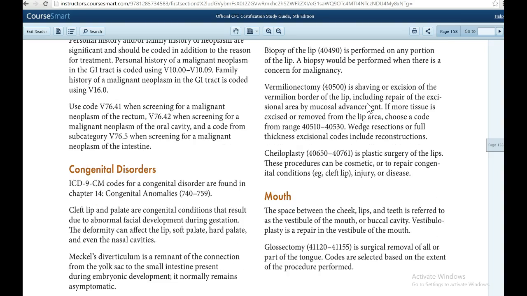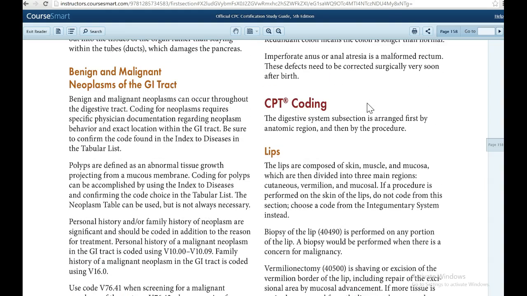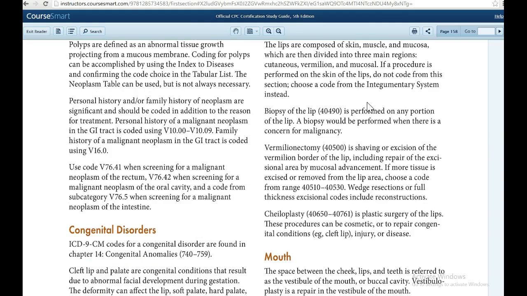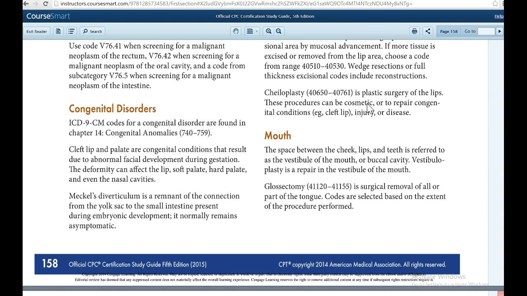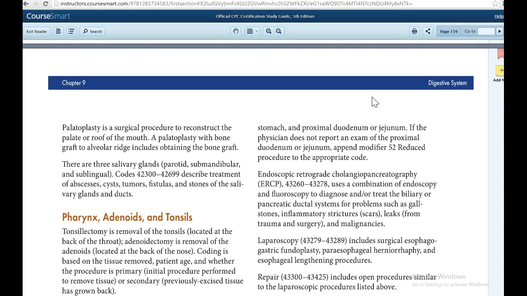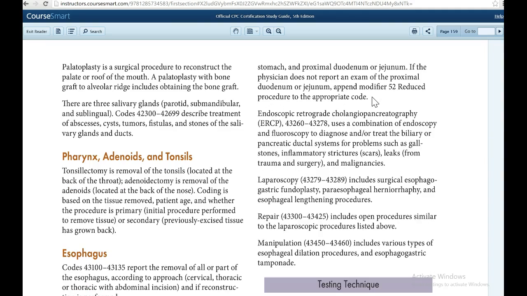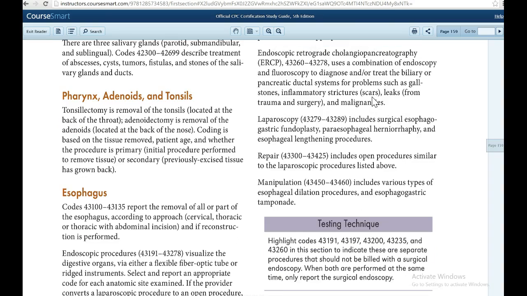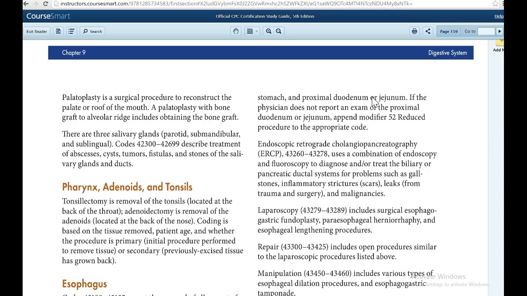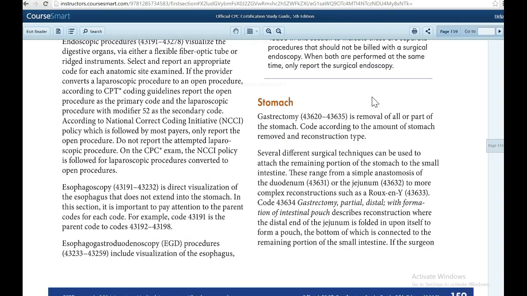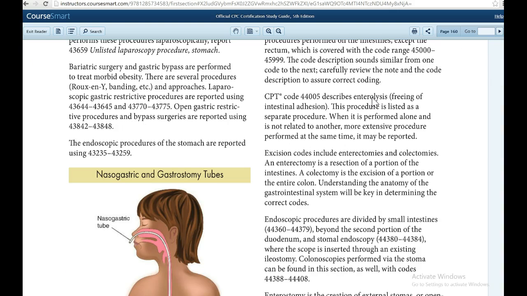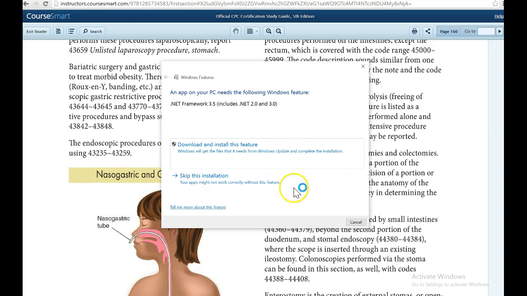Congenital disorders, any congenital disorders that you may encounter. CPT coding when it comes to your lips, okay, and your mouth, your tongue. You all have access to that information as well. Your pharynx, adenoids, and tonsils, okay, know that. Esophagus. Okay, know the information when it comes to nasogastric tubes, okay?